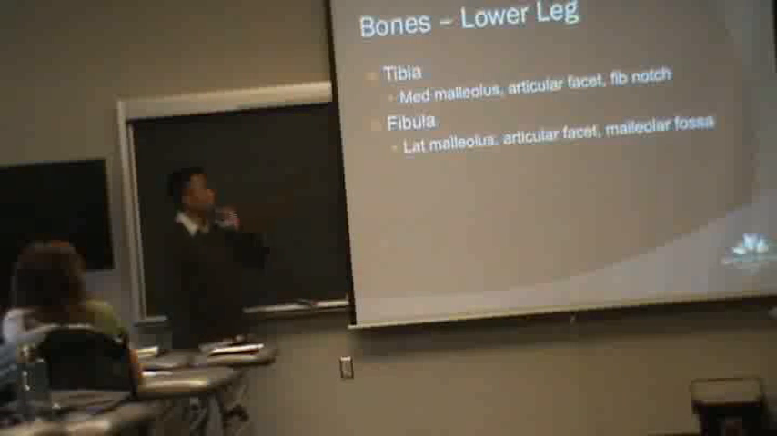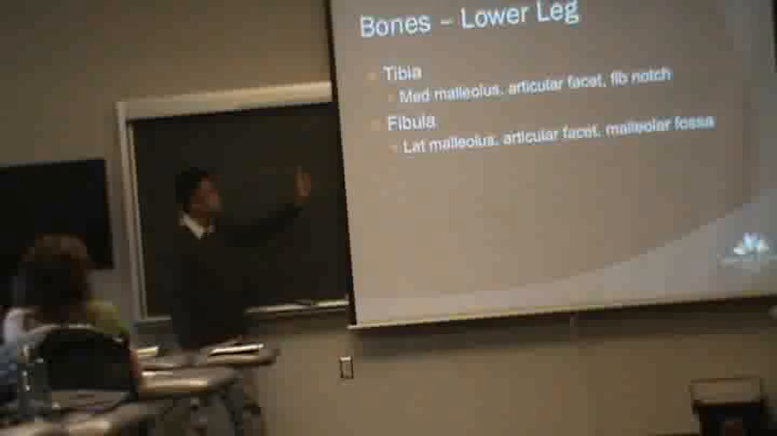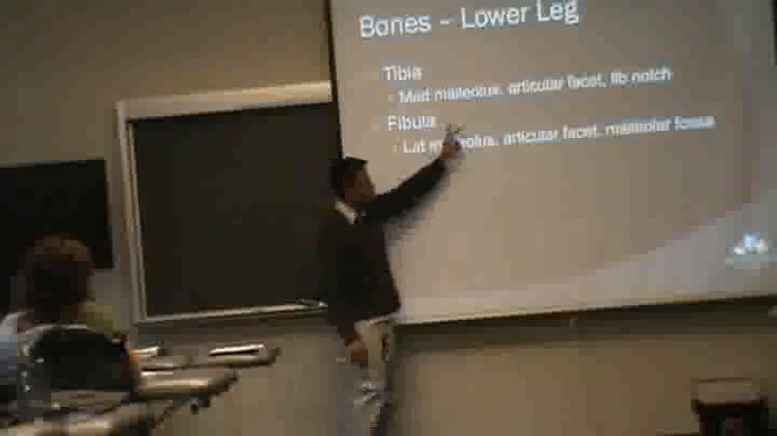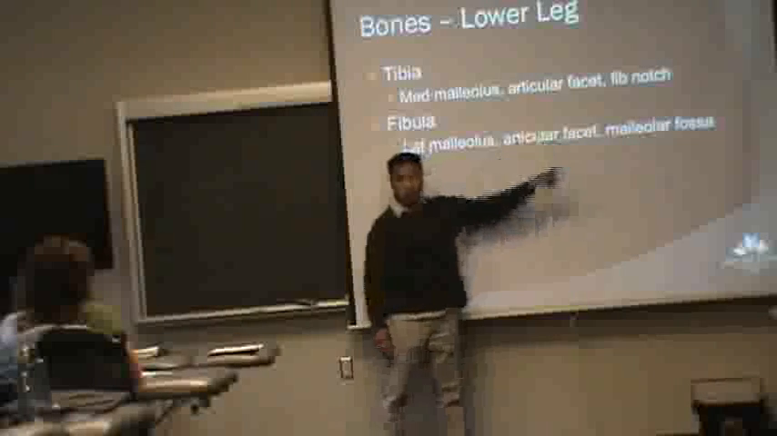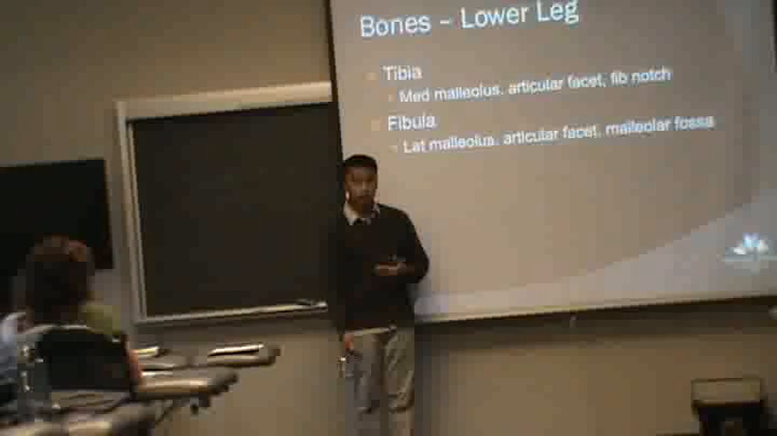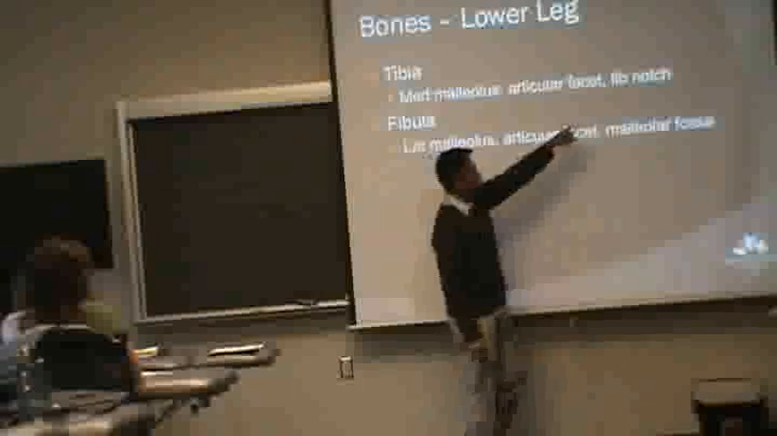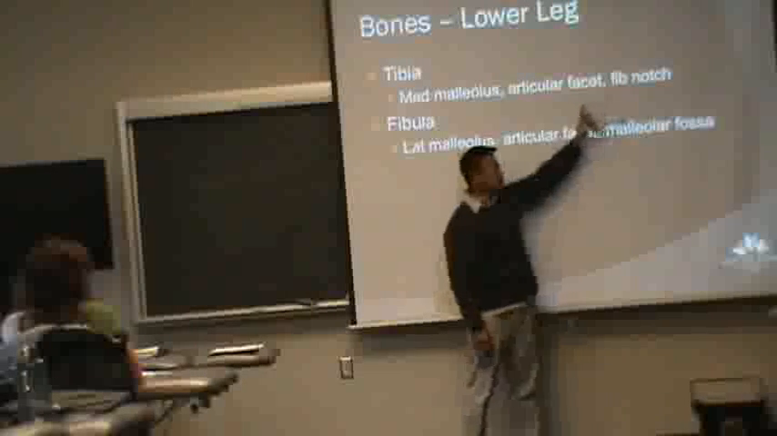So for the lower leg, the 2 main bones are the tibia and the fibula. The landmarks that you should know, obviously, are the malleoli, your ankle bones, and the articular facet. That's the articulation between the 2 bones, distally, down at the bottom. And the fibular notch on the tibia is where the fibula articulates with the tibia.